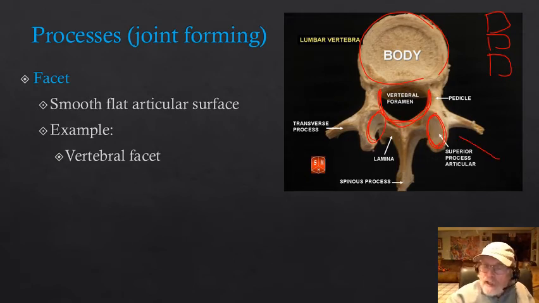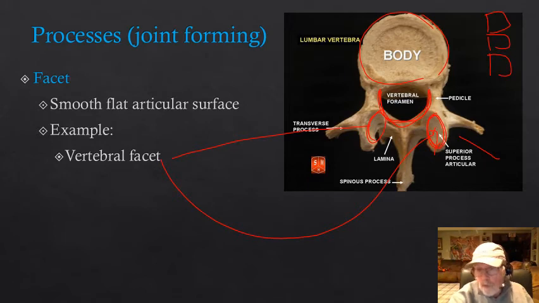These articulate, forming a joint with the vertebra above and the vertebra below. It's usually a relatively flat articular surface that provides increased stability. They are able to slide. Flat surfaces can slide a little bit, but they can't rotate like a ball in a socket. And that's called a facet. So that's a vertebral facet right there, and there'll be ones on the opposite side for the vertebra just below that.